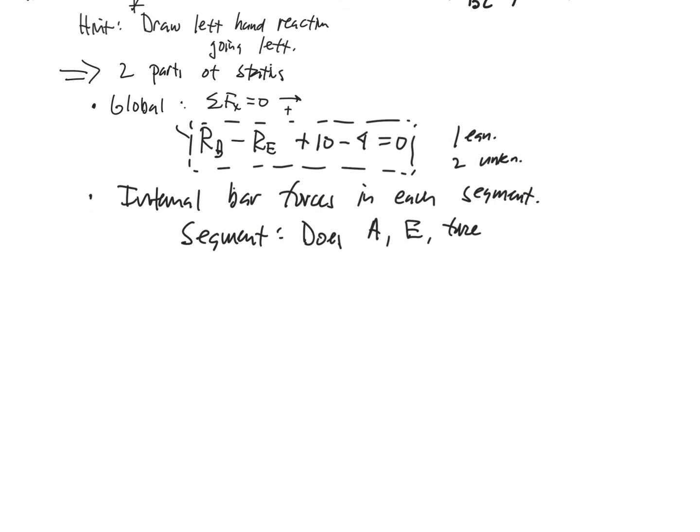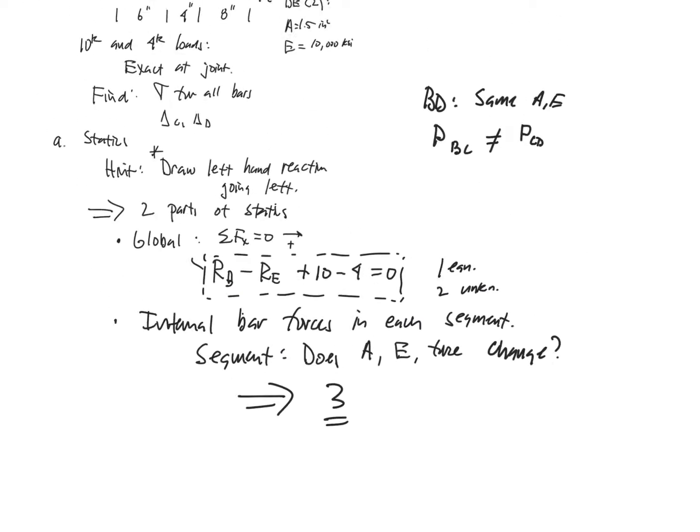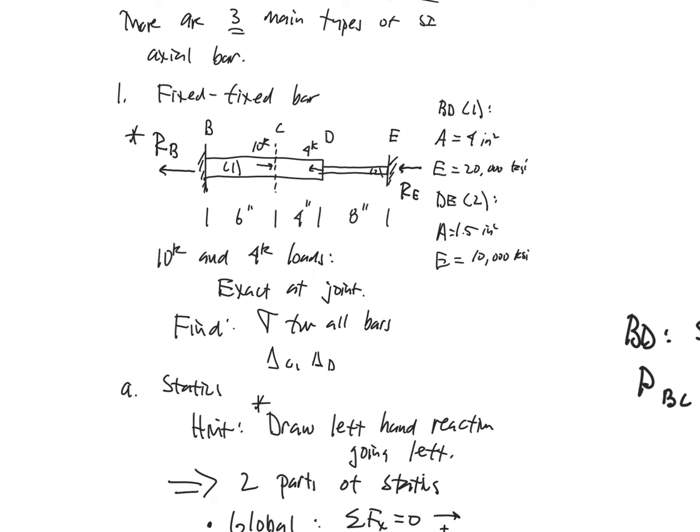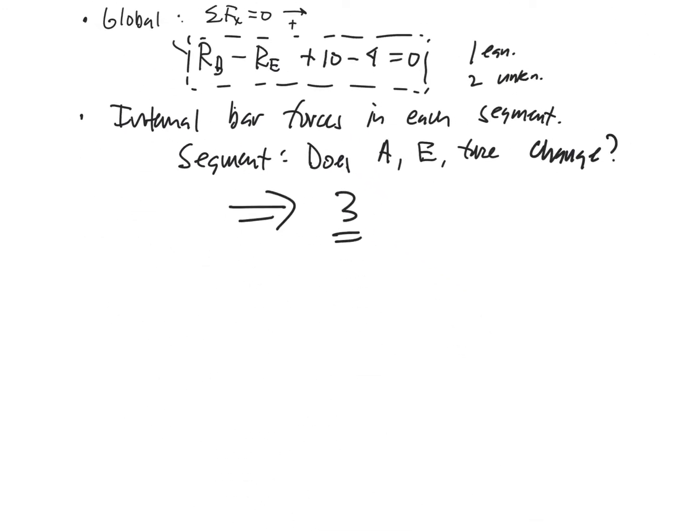So when we say internal bar forces in each segment, we ask if A, E, or the force changes. That's our indicator about where we need to have a segment. So in this problem, there are going to be 3 subsegments, and we need to apply statics to that. So we're going to make 3 cuts. We're going to make 1 cut between B and C, and we'll call that number 1. Then we're going to make a cut between C and D, and we'll call that bar 2. Then 1 cut between D and E, and that'll be cut 3. Now when we make the cut, we draw the free body diagram to the left of the cut. So let's write that up. We will make 3 cuts and draw the free body diagram to the left.